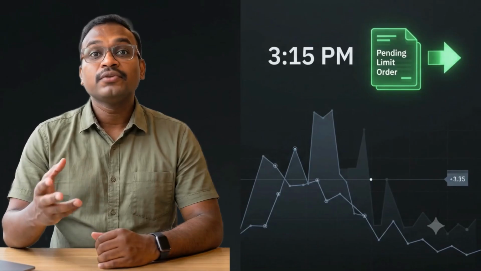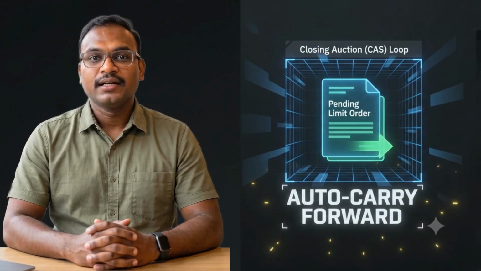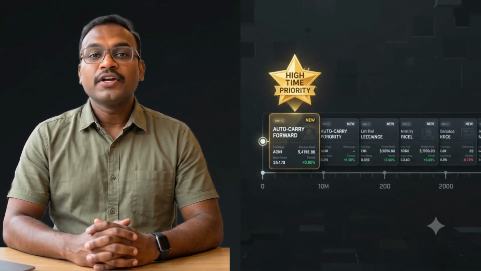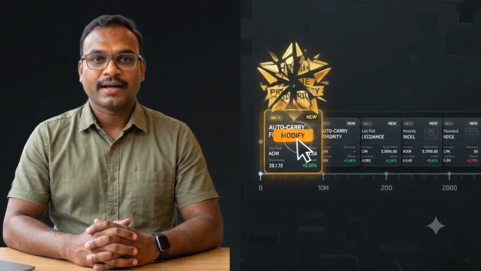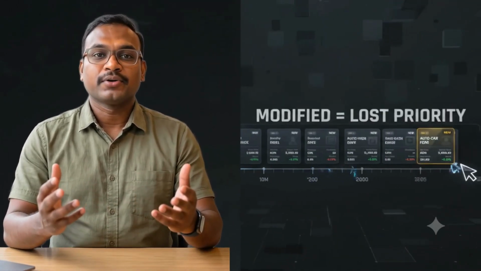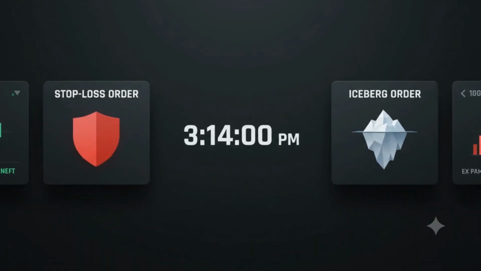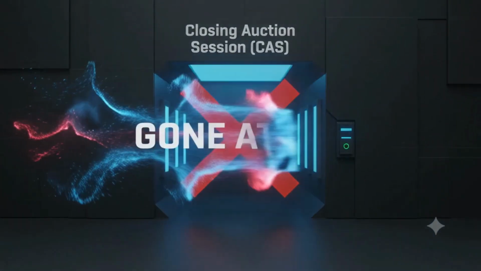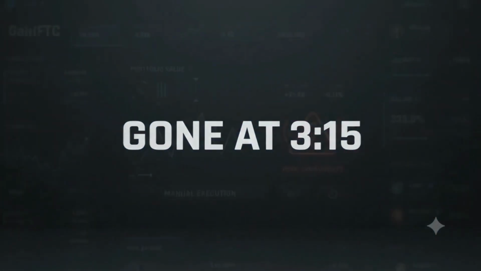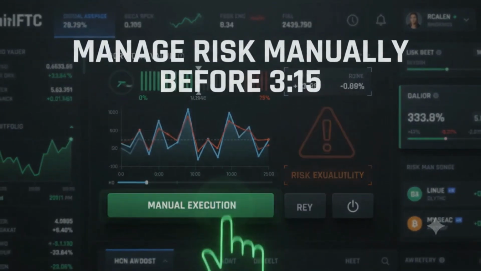Limit orders placed before 3:15 pm and not yet filled carry forward into the auction automatically with higher time priority than fresh orders placed during CAS. But if you modify one during the auction, price or quantity, it loses that priority and goes to the back of the queue. Stop loss orders and iceberg orders don't carry forward at all. They're cancelled the moment continuous trading transitions into CAS at 3:15 pm. If you were relying on a stop loss to protect a position through the close, it's gone. You need to manage that risk manually before 3:15.